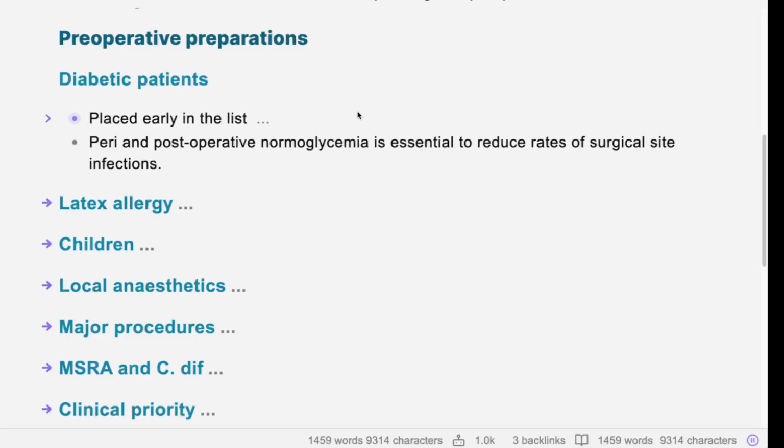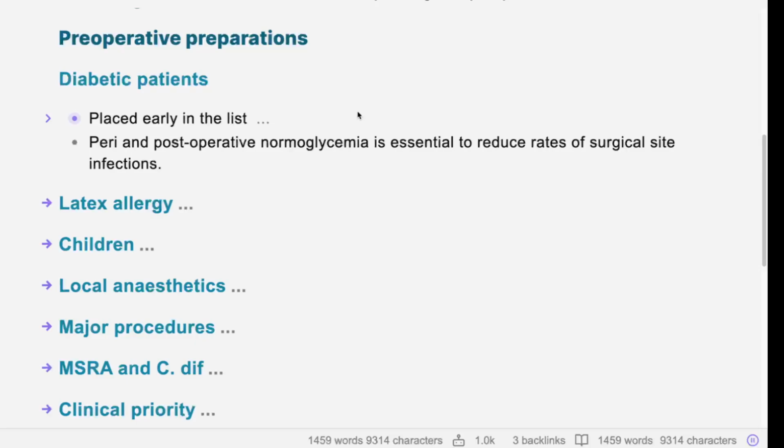But on the other side, this is a comorbidity. So if it's an elective diabetic patient, they don't take priority over an urgent patient. Let's say you have an incarcerated hernia who's not diabetic, and on the other side you have a total knee replacement who is diabetic. The incarcerated hernia will definitely take priority, and the diabetic patient can wait.